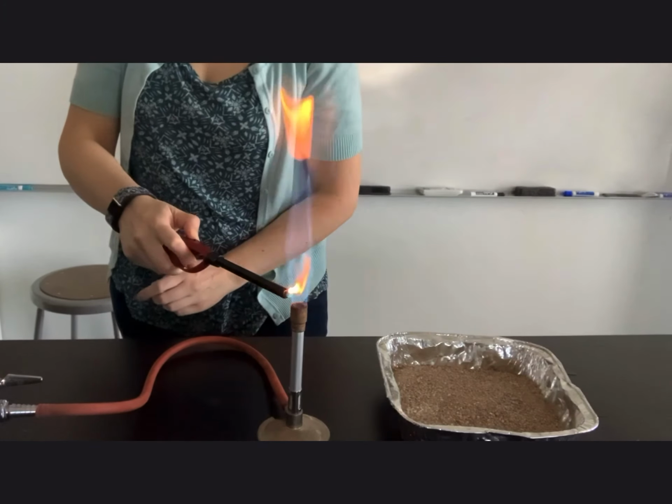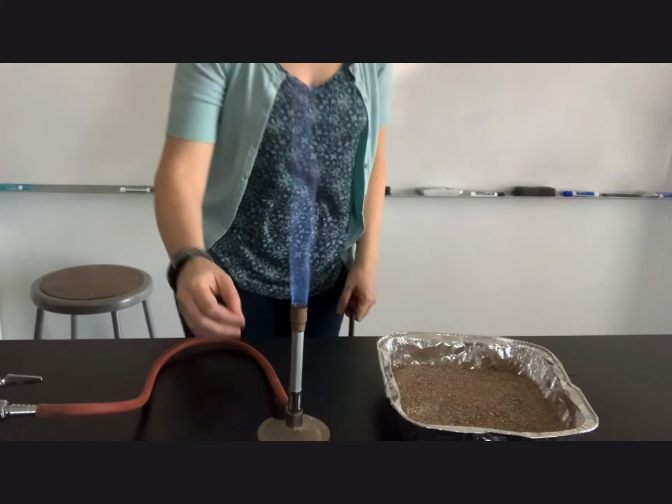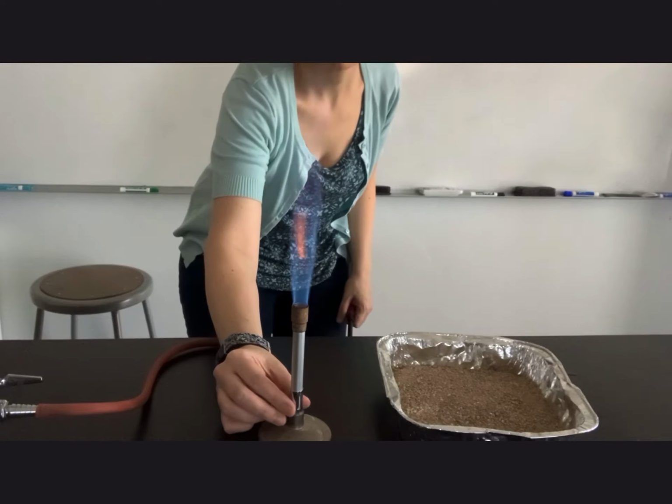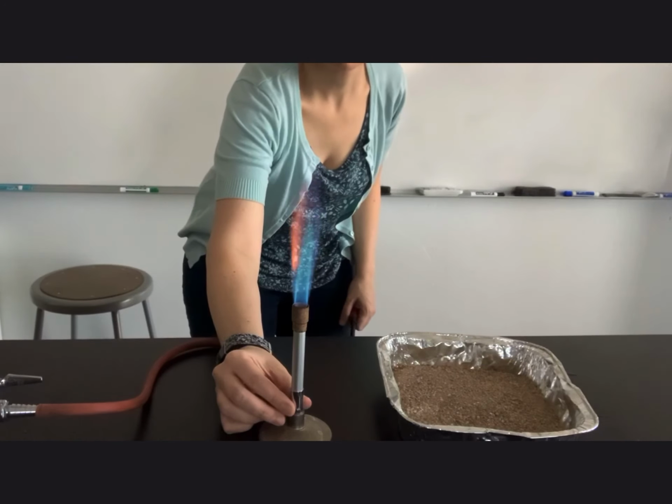Bunsen burners use natural gas. You can see here I'm lighting the Bunsen burner, and then I adjust the air vents to allow more oxygen into it so we can get a hotter flame.